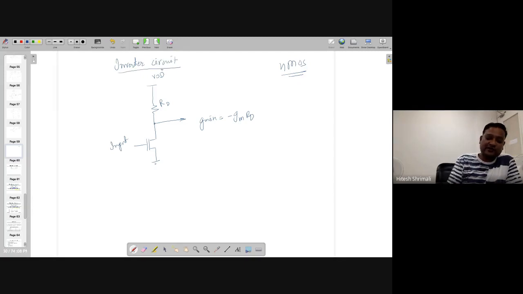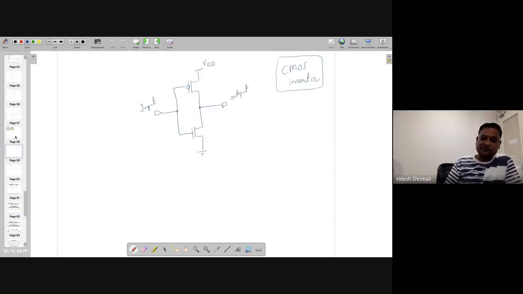And various loads you can make, like instead of resistance, you can keep other kinds of load, like current as a load. When NMOS was there, current as load or resistive load, there are many things you can do. And this is known as the NMOS technology. Other technologies were also there, but we are not going into that. The main purpose of this course is that we are dealing with CMOS circuits, and in CMOS, this is the way to design an inverter.